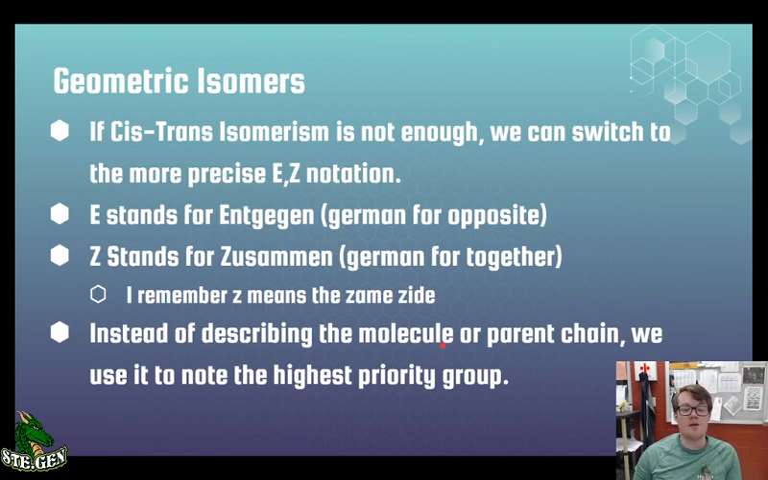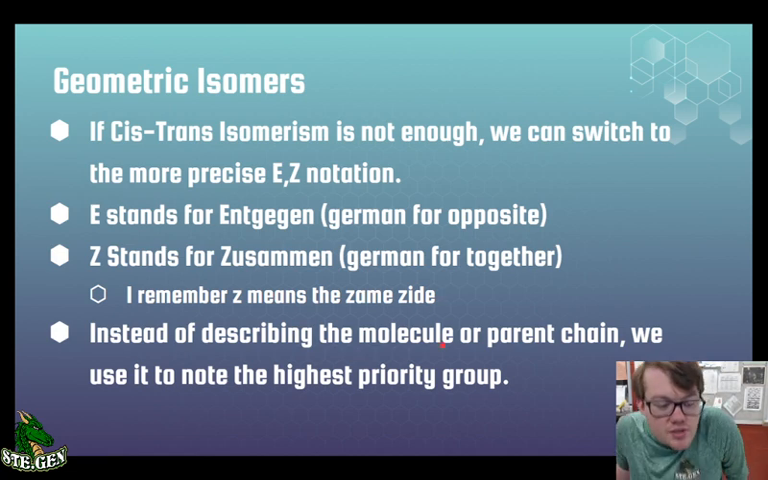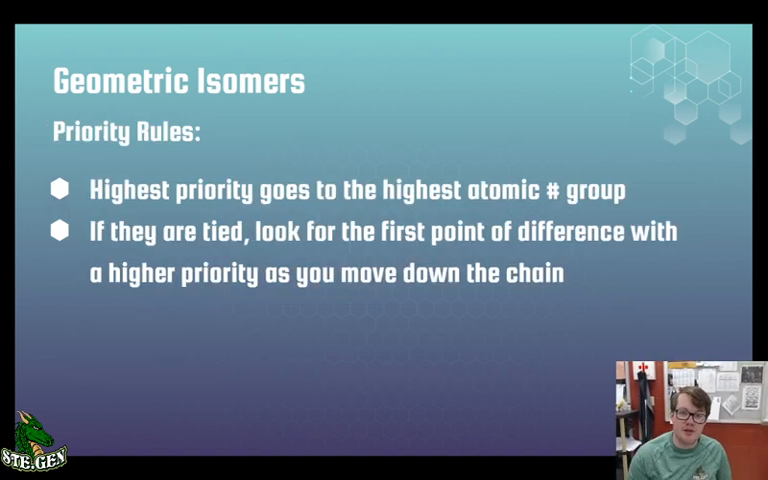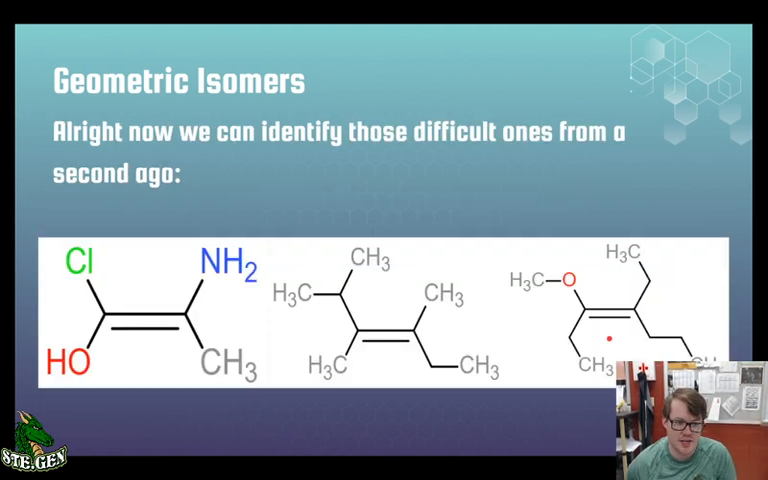And instead of describing the molecular parent chain, we use it to note the priority of the groups that we're talking about. So for the rules of priority when you're dealing with a double bond, highest priority goes to whatever has the highest atomic number. Very important. It's the atomic number of all of the stuff that you're looking at. If they're tied, you just keep moving away from the double bond to the first point of difference where something has a higher priority. So, for example, going through here, we can do these kind of difficult ones.